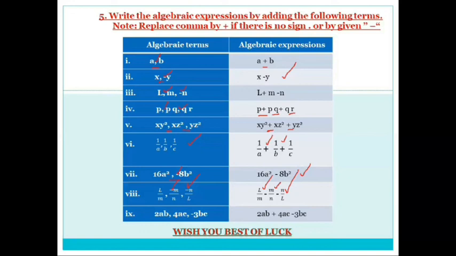So dear students, in the last part number 9, here in the first part, no sign means, understood, there is the plus. I have used 2ab plus 4ac, and after that here is the minus. I will only remove the comma and write the minus 3bc. These are the questions. I hope you understand.